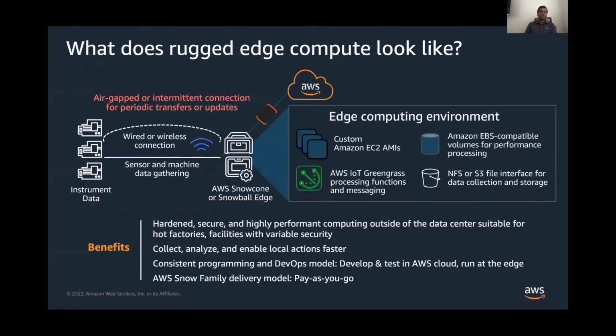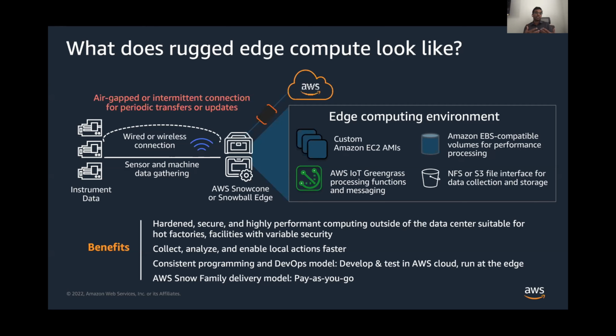So what does rugged edge compute look like, right? This is an example workflow that shows what it means to run connected to, or in this case, disconnected from the AWS cloud. In this example scenario, you have industrial machines generating data or medical instruments generating data from a medical facility. Snowcone is a perfect fit for these use cases. Copy the data onto Snowcone, either wired or wirelessly over Wi-Fi.